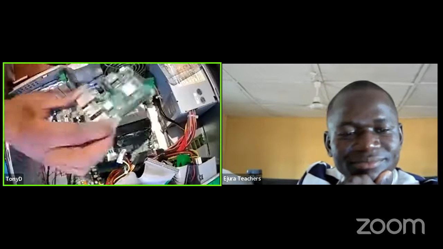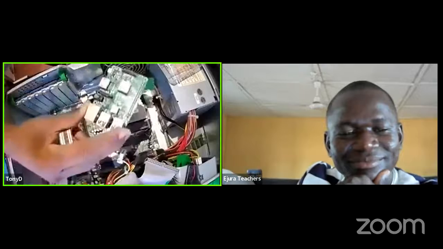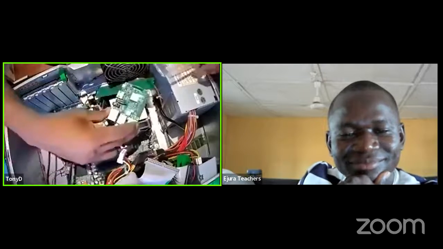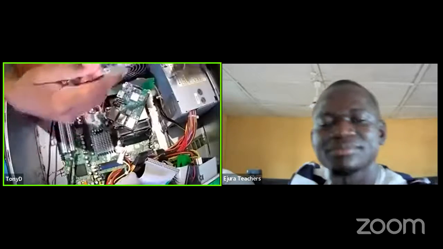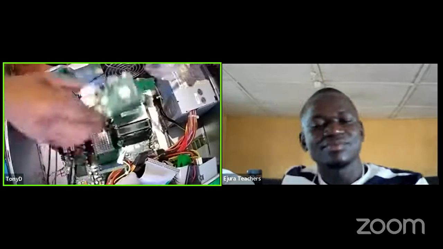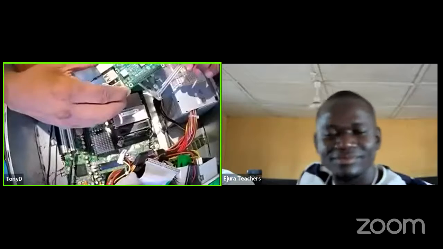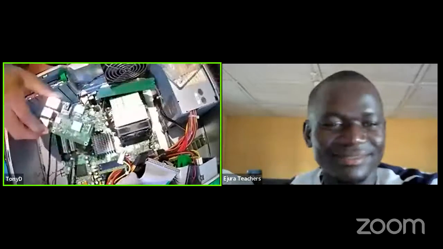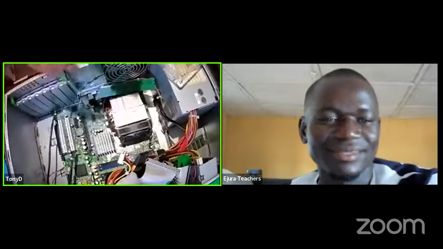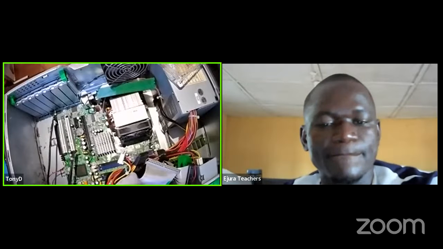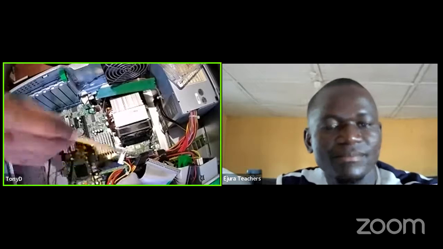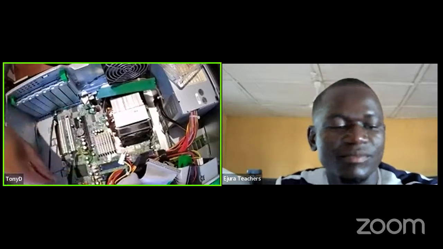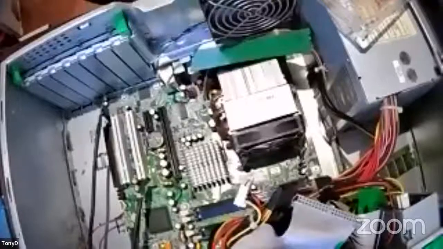So this is a motherboard. The size of the motherboard determines your case. So if your motherboard is small, you get a small case, right? And everything in the computer is directly connected to the motherboard, right? This is the motherboard. Everything of the computer is connected to this motherboard.